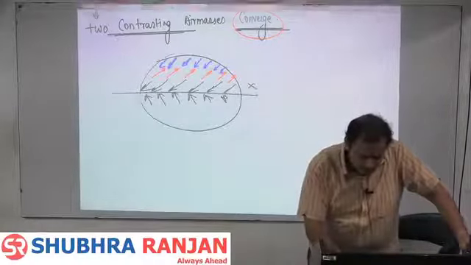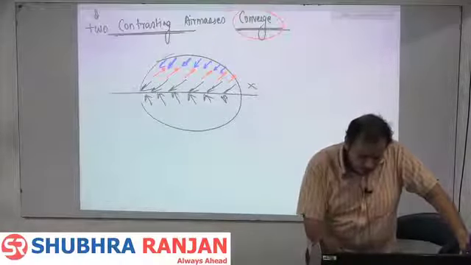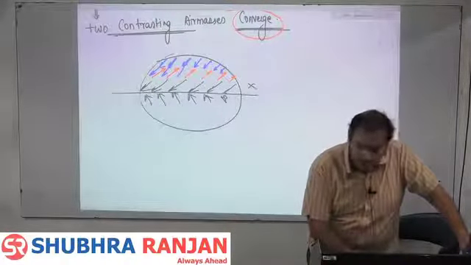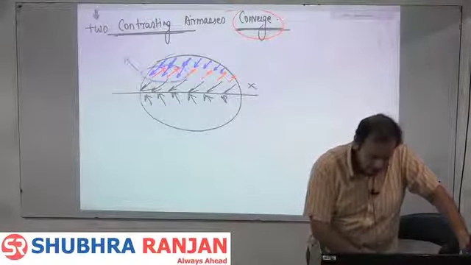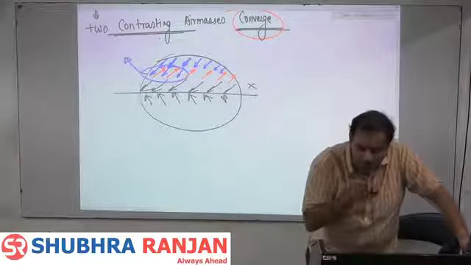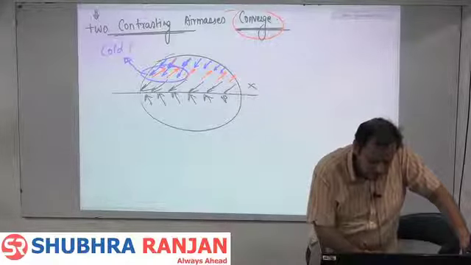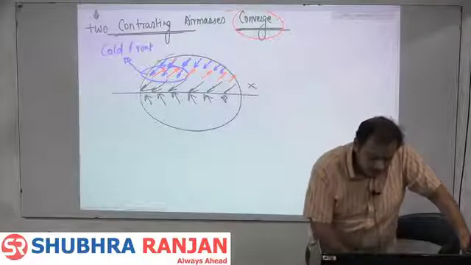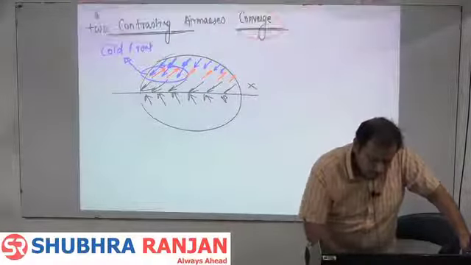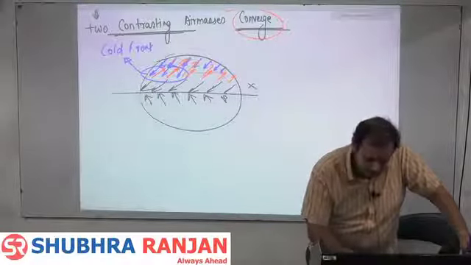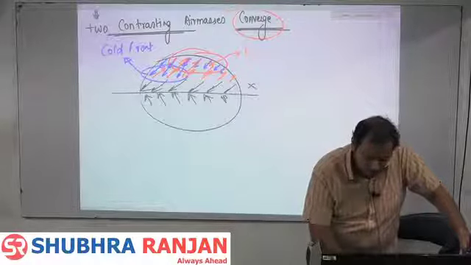So when the cold air is trying to enter the territory of warm air, in this region we will say the air which is active is cold air because it is trying to enter into the territory of warm air, and we will call this a cold front. The region where warm air is going into the territory of cold air, which air is active? Warm air, and we will call this region the warm front.